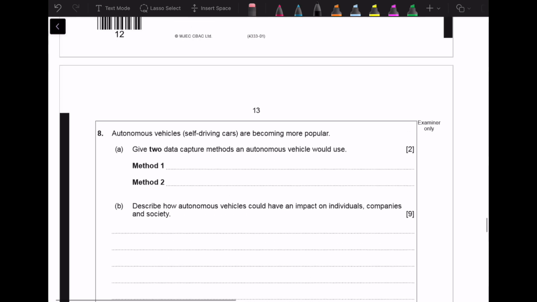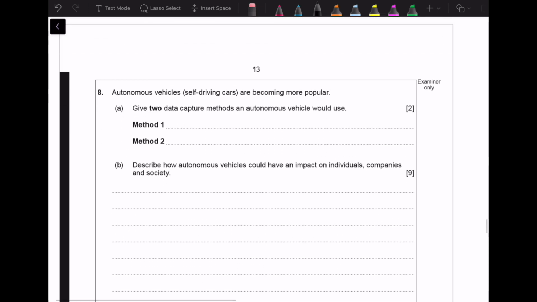Okay, next part. You'll notice now the paper starts to change, so the questions become wordier, right? So we're nearly at the end of the paper. So autonomous vehicles, self-driving cars, are becoming very popular. Give 2 data capture methods. So it basically is asking, how do we capture data with a driverless car, or autonomous car? So what are we using to capture data?